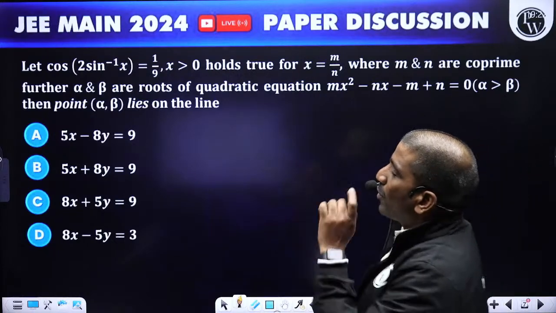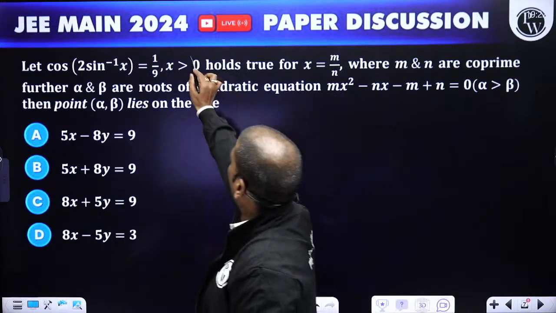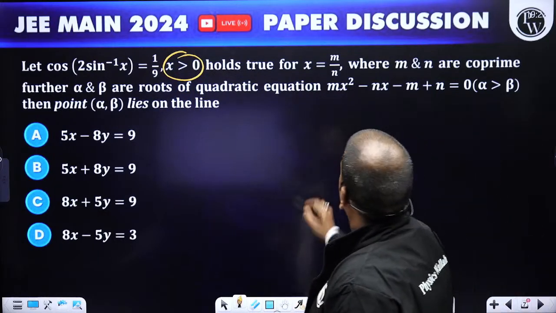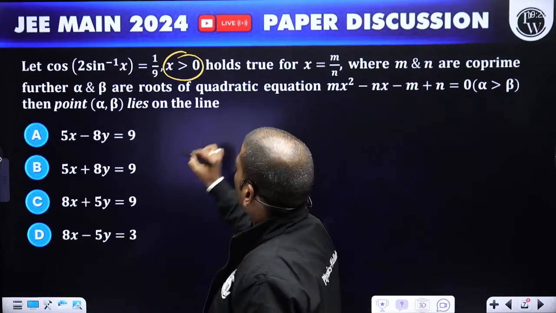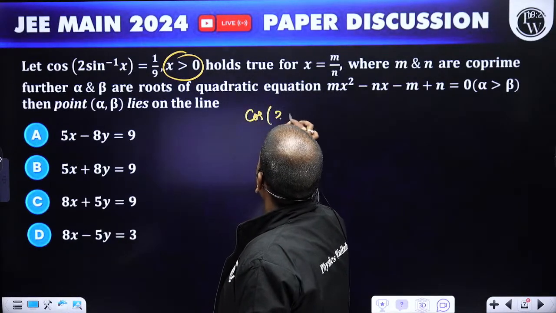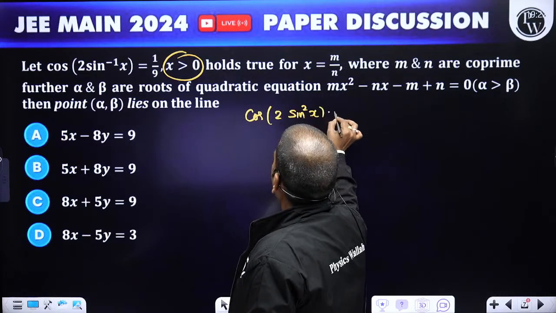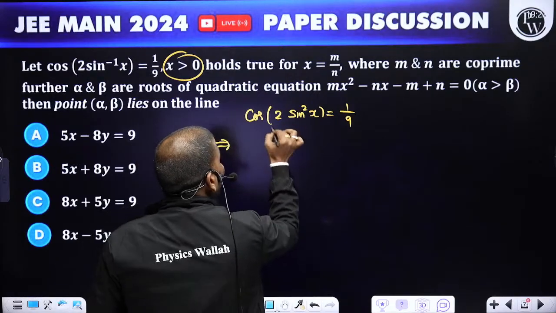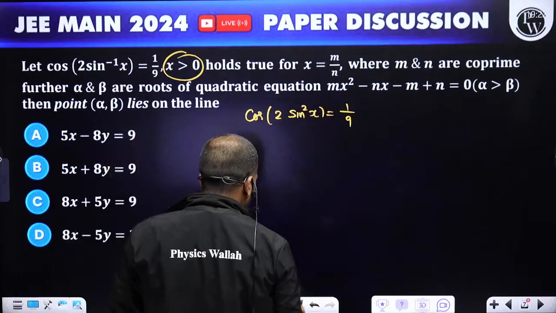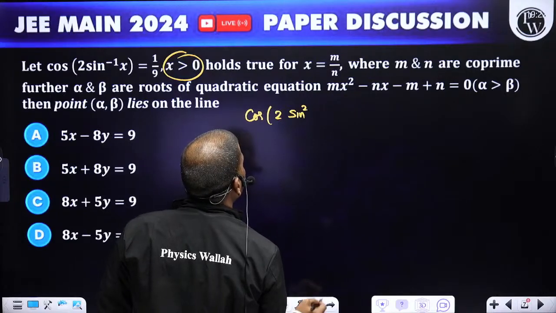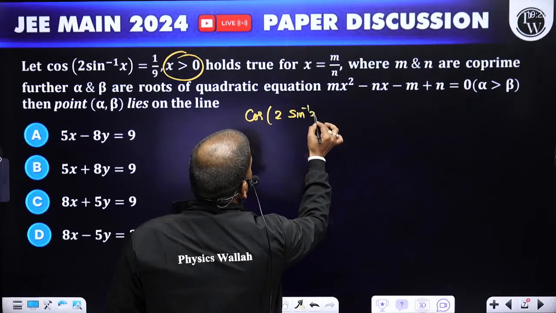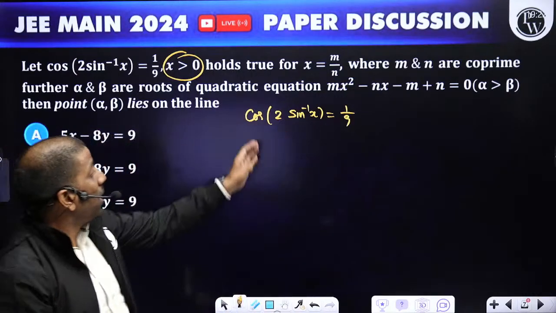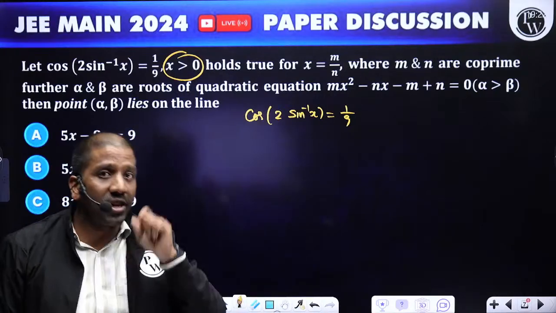Cos of 2 sin inverse of x is equal to 1 by 9, where x is greater than 0. Let us understand the key points, and this quadratic equation given. So cos of 2 sin inverse x is equal to 1 by 9. Observe, we need to remove the cos, but the 2 is inside. It is not just cos of sin inverse of x. I could have changed it to pi by 2 minus x, but the 2 is involved inside.